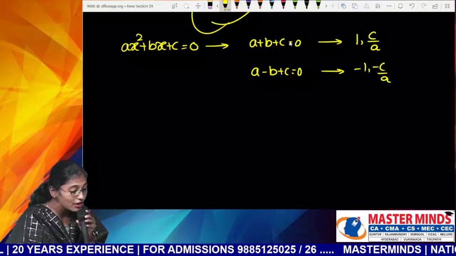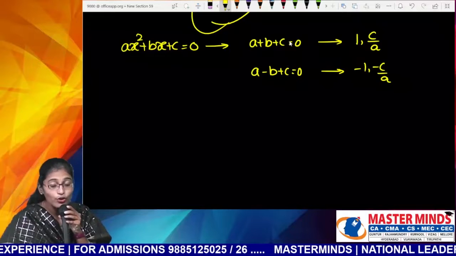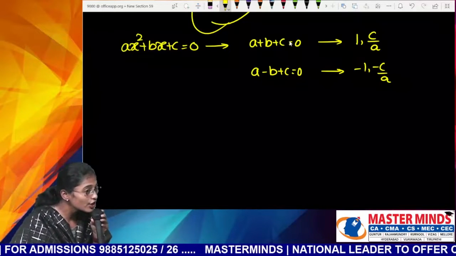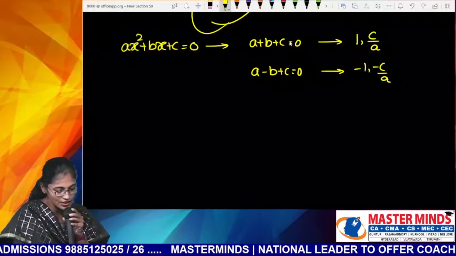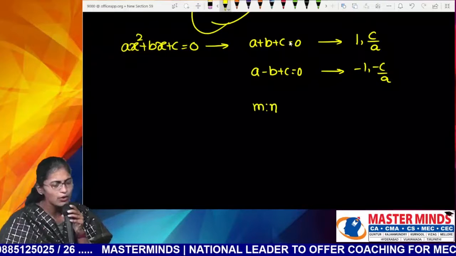What is the first thing? a plus b plus c equal to 0 means sum of coefficients equal to 0. Then roots are what? 1 comma c by a. If a minus b plus c equal to 0, roots will become minus 1 and minus c by a. Now look at this. If the roots are in the ratio, they are in what ratio?